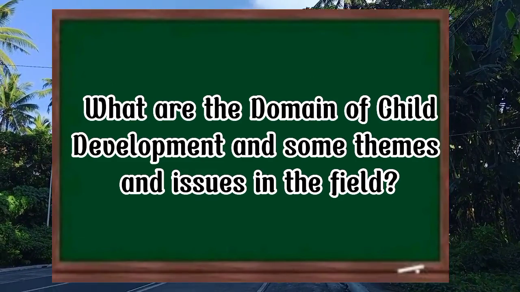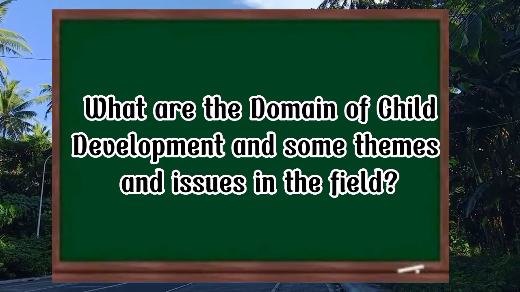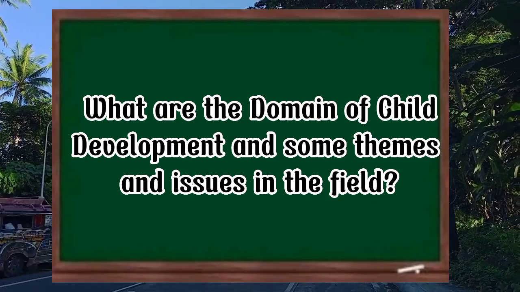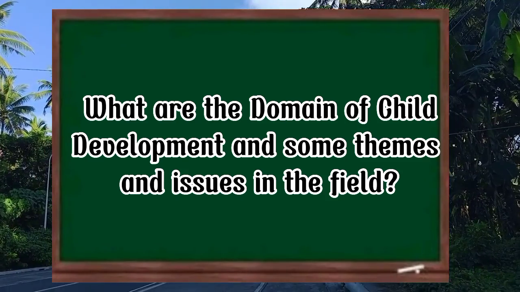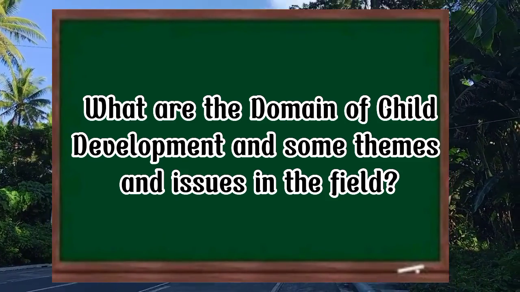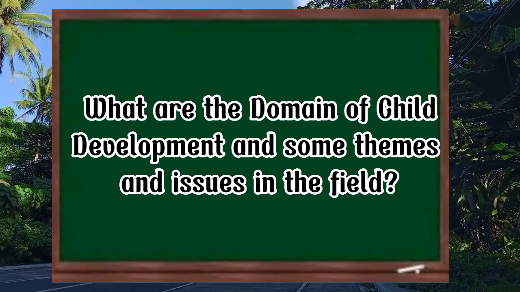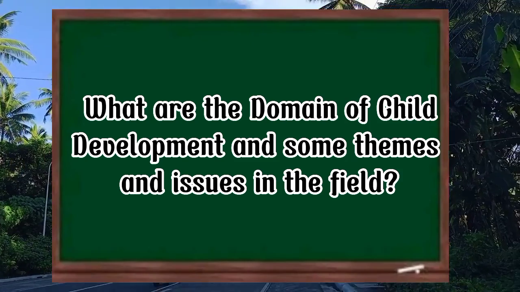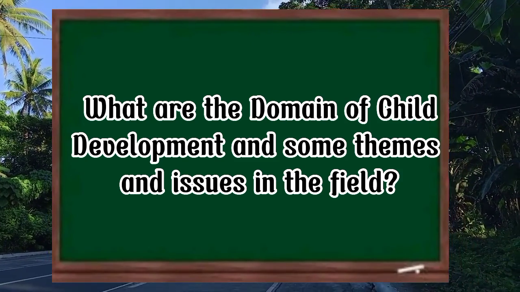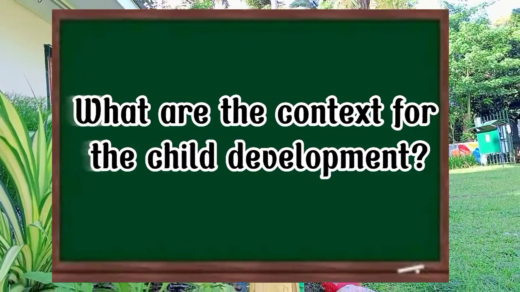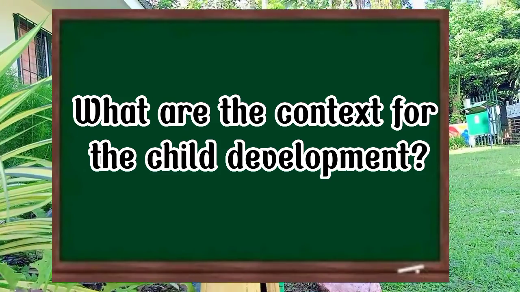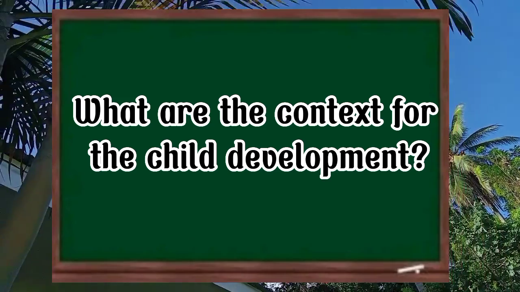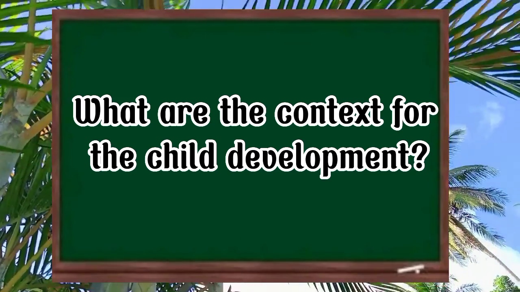What are the domains of child development and some recurring themes and issues in the field? The four major domains of child development are physical development, cognitive development, social and emotional development, and language development. Some recurring themes and issues in the field are nature and nurture, and quantitative and qualitative change. What are the contexts for child development? The contexts for child development are, first, families, second, peers, and third, neighborhood.